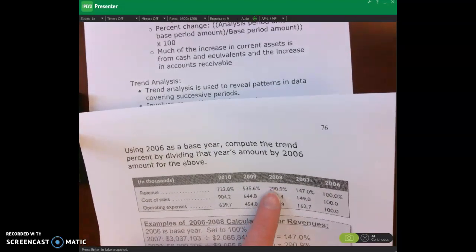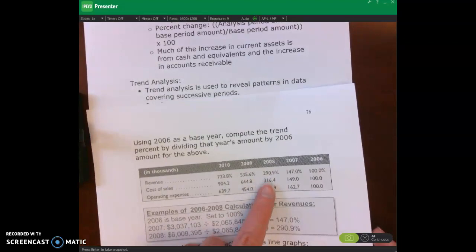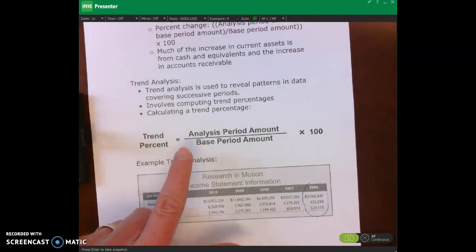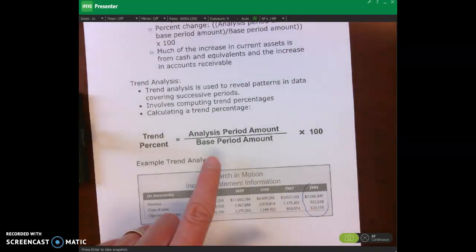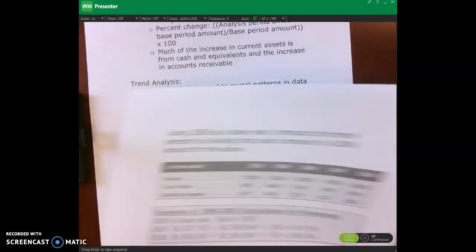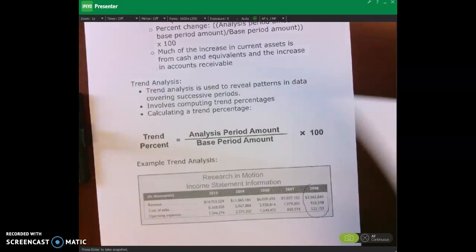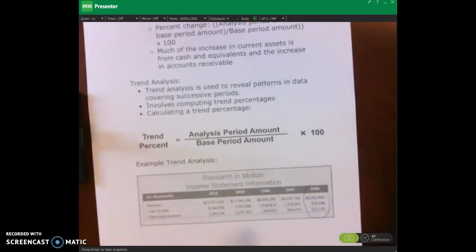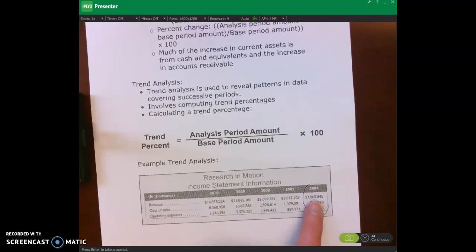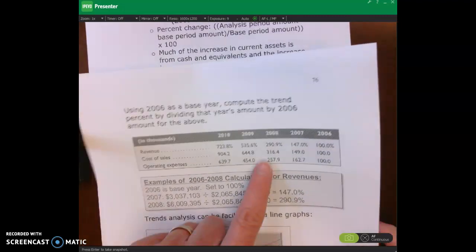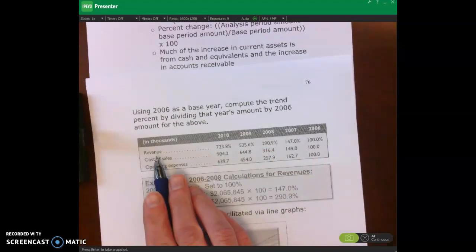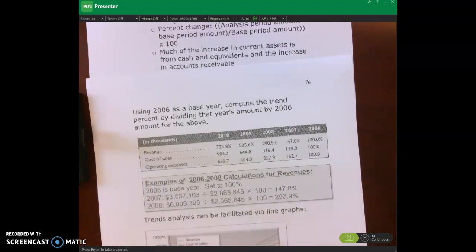And how do we get 290.9% right there? What we did is we took our 3 million, which is our analysis period amount, divided by our 2 million, which is our base period, times 100, and then that gives us our trend percent. For 2008, we took our analysis period divided by our base period times 100, and then that gave us about 291%. So we can do that for each category on the income statement there.